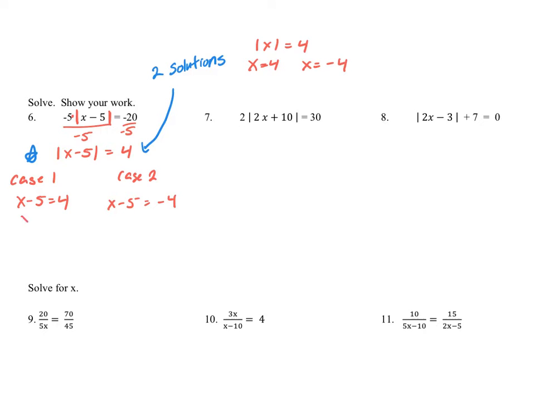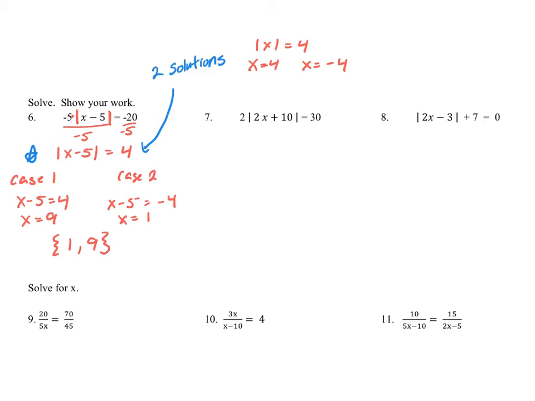So we'll add 5 to both sides. We'll get x equals 9. And over here, we'll do the same thing, except this time we'll get x equals 1. So those are going to be the two solutions. We're going to write our solutions in set notation, and traditionally, you write them in numerical order.